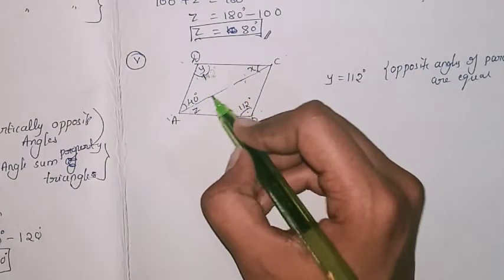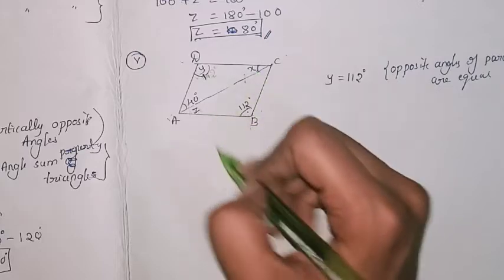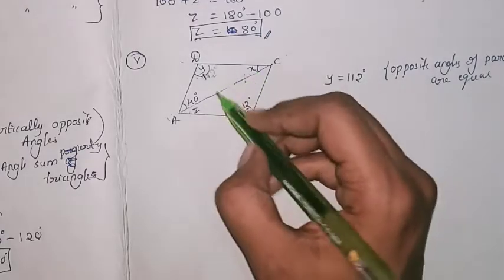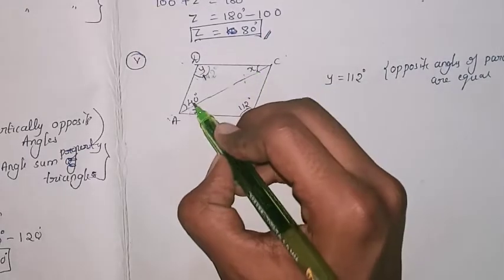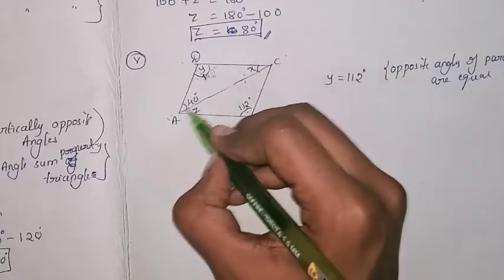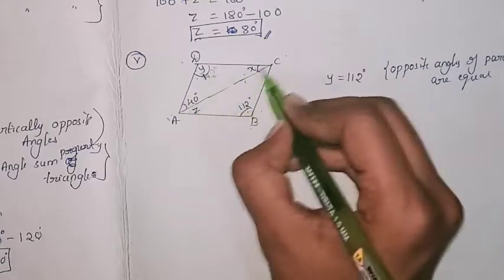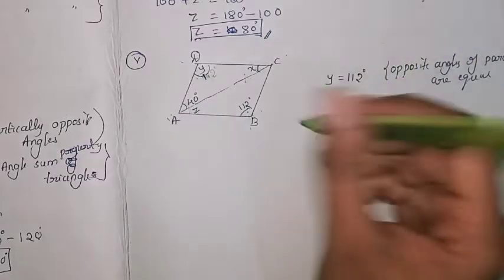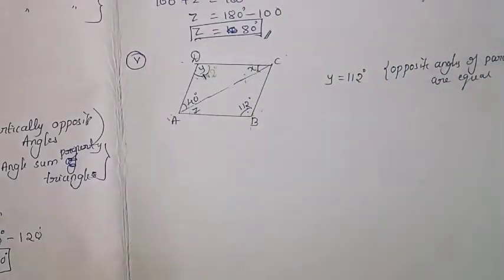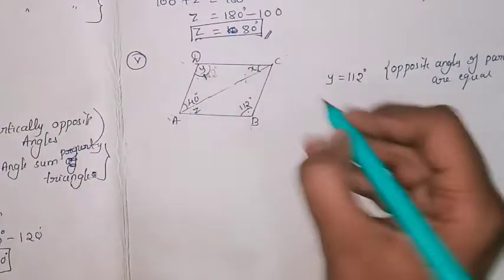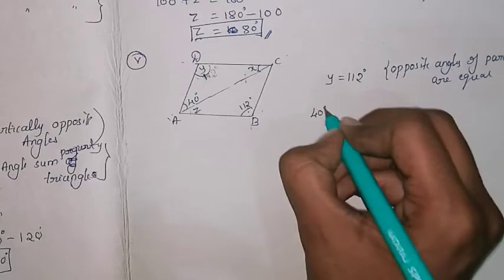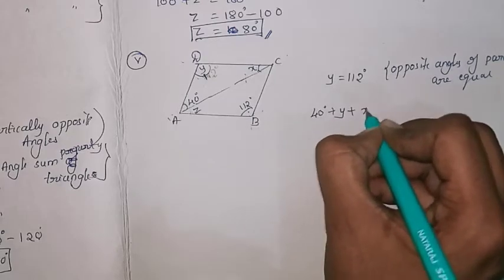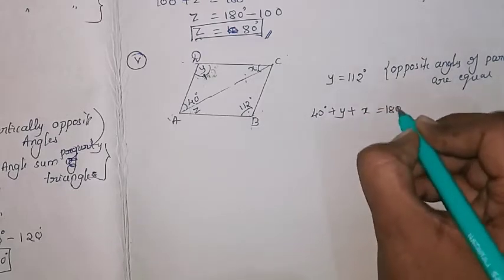Is it possible to find the x value from this? Think about that. Yes, definitely we can solve, because we have 112, this is the 40 degree and this is the x, and there is a formation of a triangle. So we can apply the angle sum property and find the x value from this. That means 40 degree plus y plus x is equal to 180 degree.